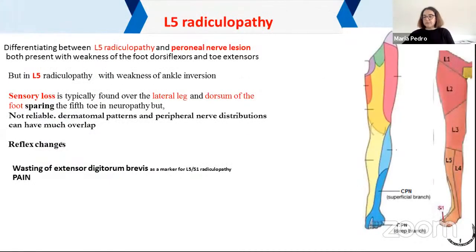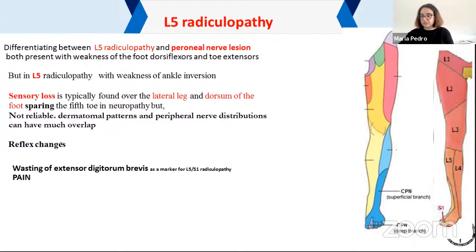Differentiation between L5 radiculopathy and peroneal nerve lesion is very important because it is clinically challenging. As we know, both of these processes present with weakness of foot dorsiflexion and toe extension. But the tibialis posterior muscle, a primary ankle inverter, is supplied by L5 through the tibial nerve, so it will be spared in a common peroneal nerve lesion, but it will be involved in an L5 radiculopathy. So in L5 radiculopathy, we have weakness of ankle inversion.